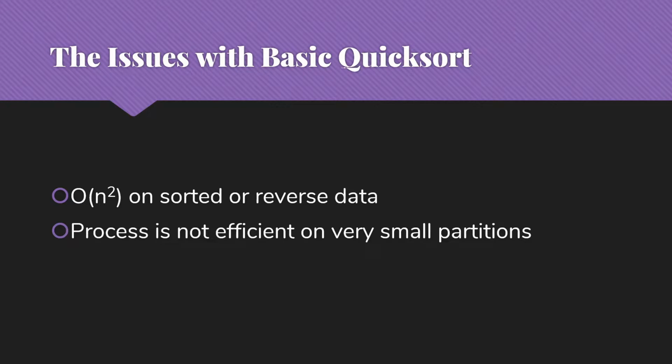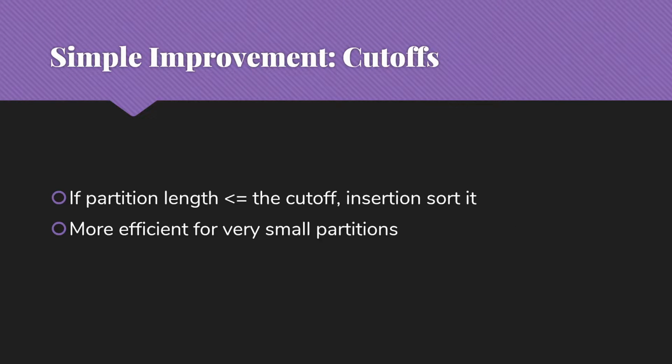The second issue is the process really isn't very efficient on very small partitions. So we're going to make two improvements to our algorithm. The first one is going to be pretty simple. We're going to add cutoffs. What we mean by that is if the partition length is less than or equal to our cutoff value, we're going to just insertion sort that partition. This is going to be more efficient for us for these very small partitions.